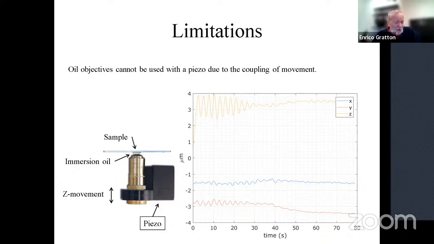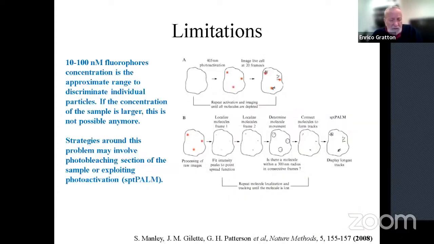So the oil will not make any difference, and that is very important. So let us see what is the problem that we can have in this method. For example, we have fluorophores, which are 100 nanometer particles, at concentrations approximately ranging to discriminate an individual particle.